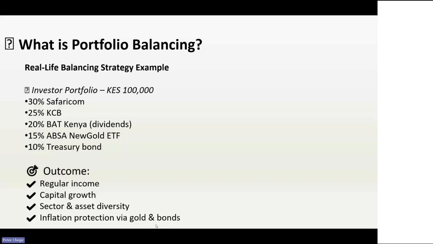Then sector and asset diversity. You have bought different asset sectors and different assets. Remember, you have ETFs, you have shares, and you have treasury bonds. Then you are protected from inflation by gold and also bonds, bonds that give you interest.